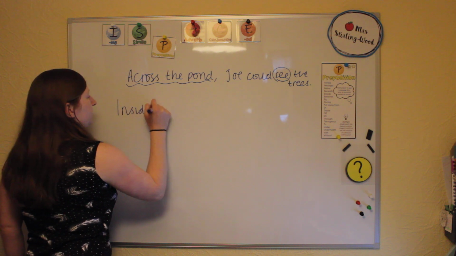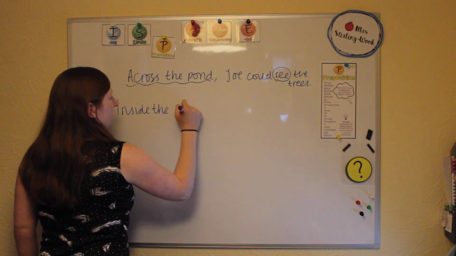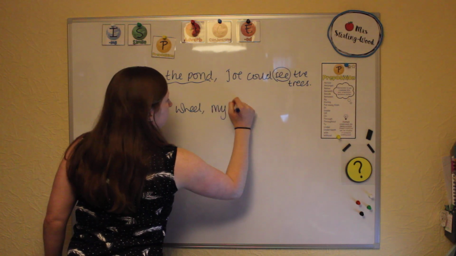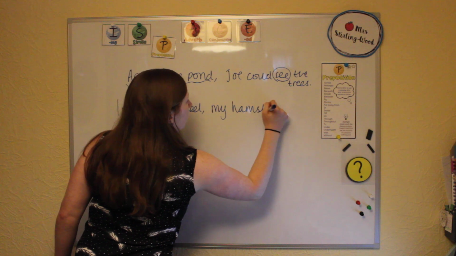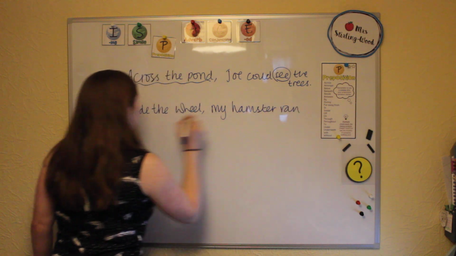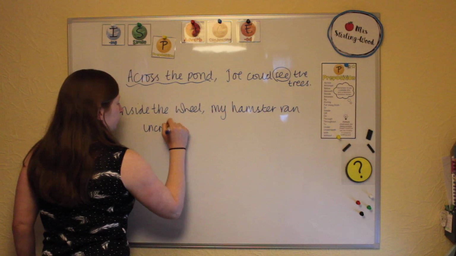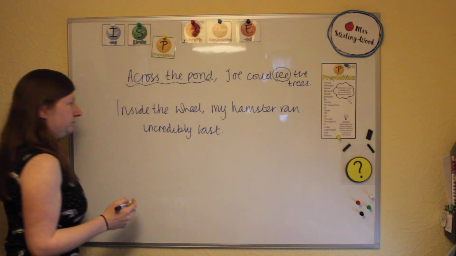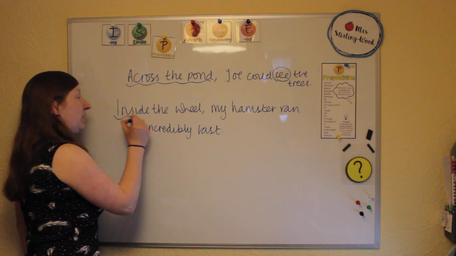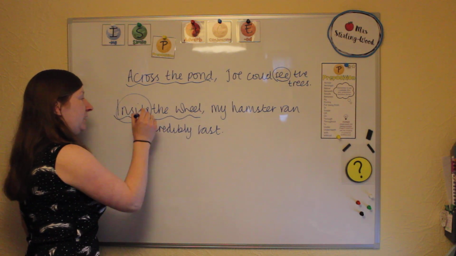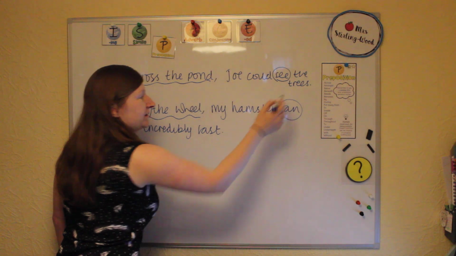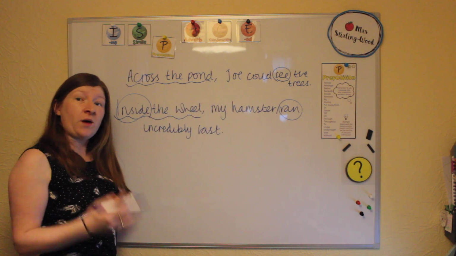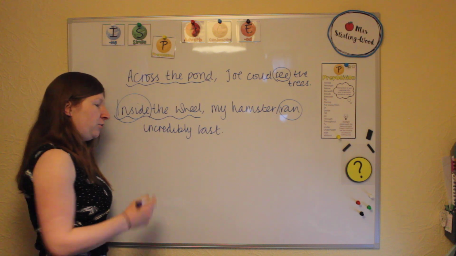Inside the wheel, my hamster, who doesn't love a hamster? My hamster ran incredibly fast. Inside the wheel is my preposition. It's telling me it's happening in this place, and this is the action in my sentence, my verb. It's telling me more about that. It's telling me where the hamster's running, so inside the wheel.